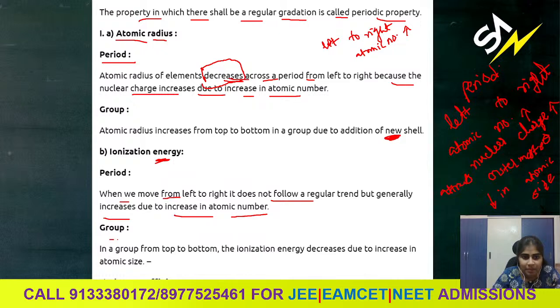And what happens in a group? In a group from top to bottom, what happens? A new shell is added. It means the ionization energy decreases due to increase in the atomic size. So this atomic size is the main factor.